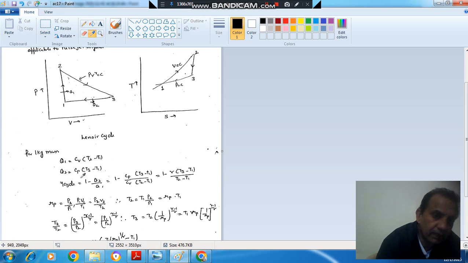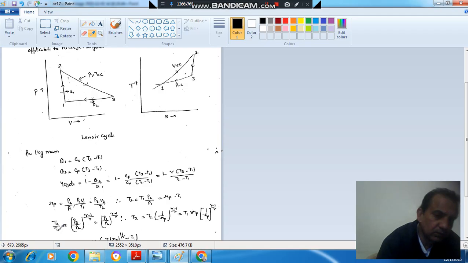Okay, and Rp is the pressure ratio, that is P2 by P1. If we apply the state equation between 1 and 2, then P1 V1 by T1 is equal to P2 V2 by T2, or T2 by T1 is equal to P2 by P1, because this is a constant volume process, so V1 is equal to V2. So T2 is equal to T1 times P2 by P1, and P2 by P1 is Rp, so T2 is Rp T1.